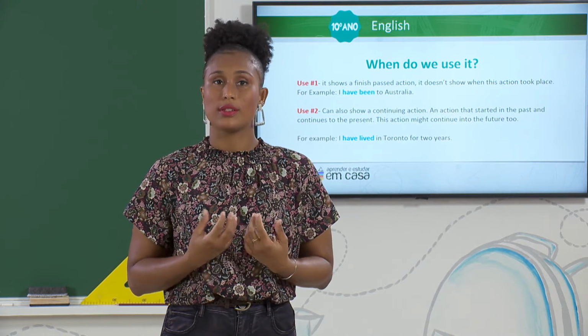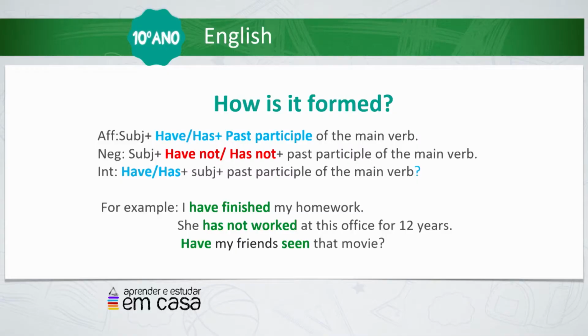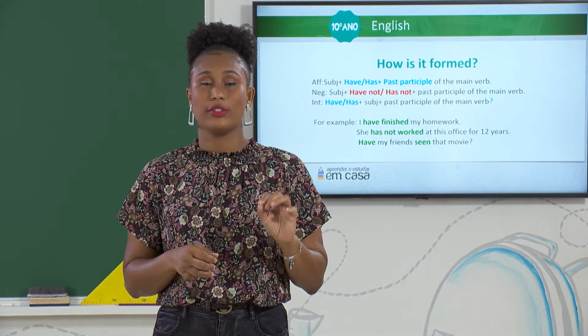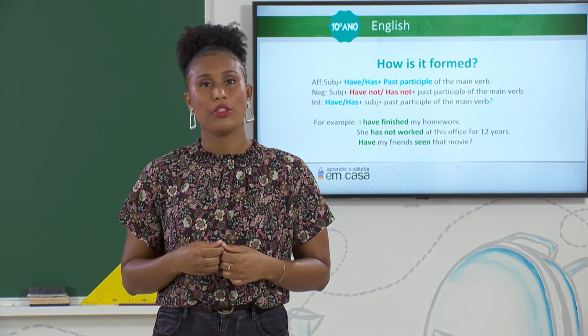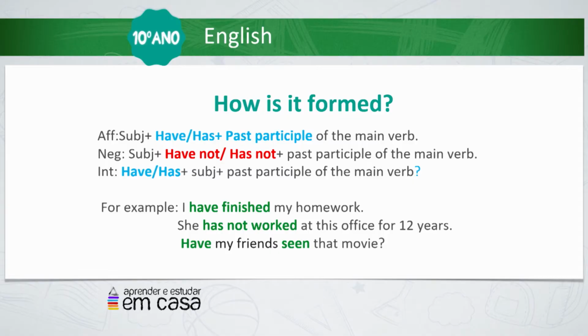Now, we will see how it is formed. How do we form the present perfect simple? Well, I have the affirmative, negative, and interrogative form. And I invite you to come with me and analyze them. For the affirmative form, we have the subject plus have, has, plus past participle of the main verb. Students, the auxiliary verb is to have, and to have changes according to the subject. Then we have an example. I have finished my homework.